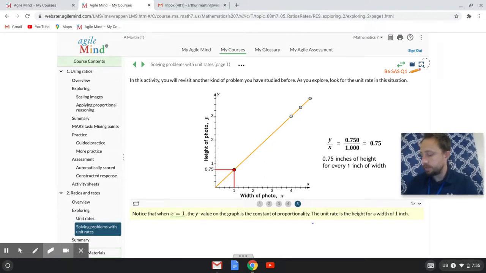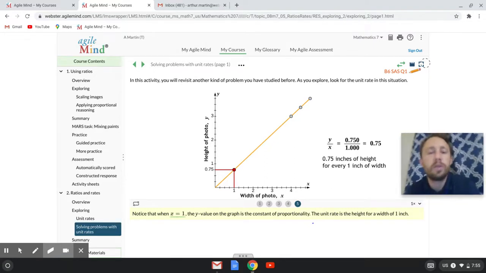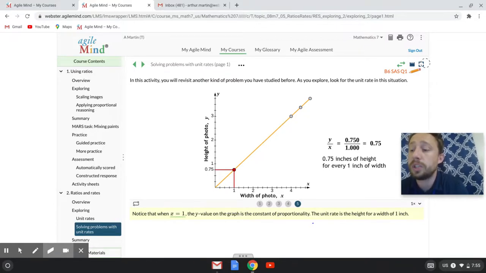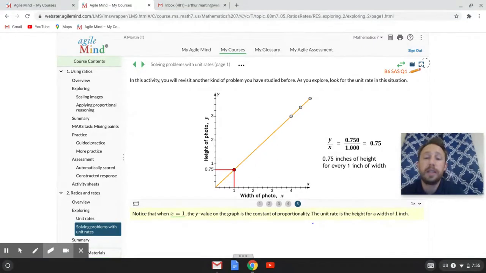Now, using this information that we've done on page 1, going through these 5 parts, we should have been able to answer question 1, A through B, and question 1C. So if you have not answered these questions, you need to answer those now in your workbook.